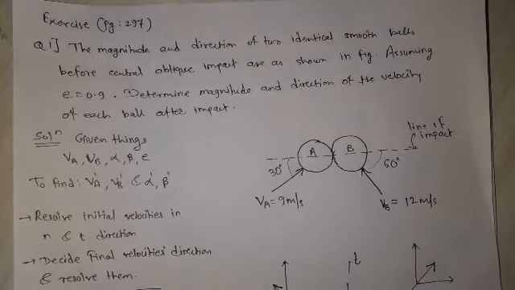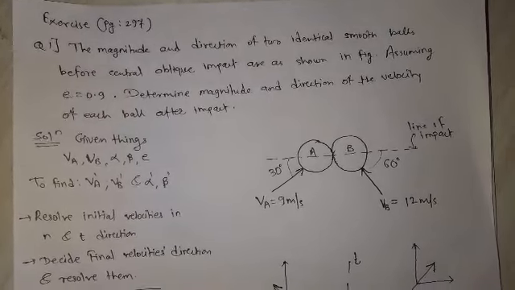Now if you see the directions of velocities of these two balls, they are not parallel, or they are not along the line of impact. So this is an oblique impact problem. This is a central impact but an oblique one, as the velocities are not along the line of impact.